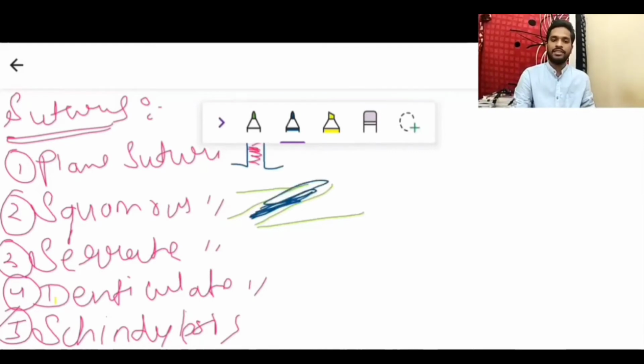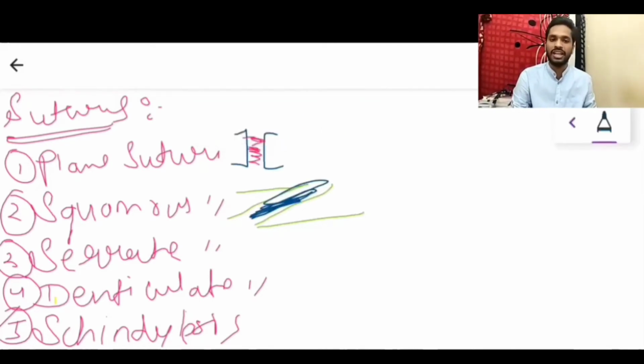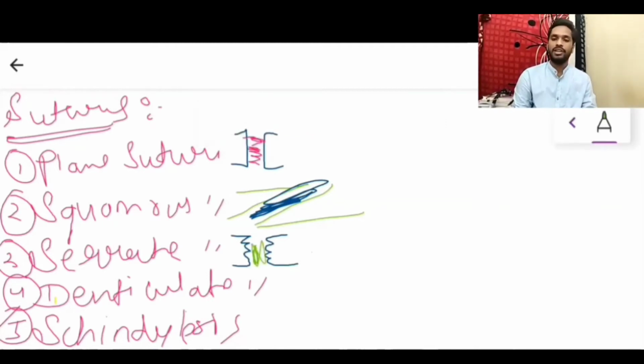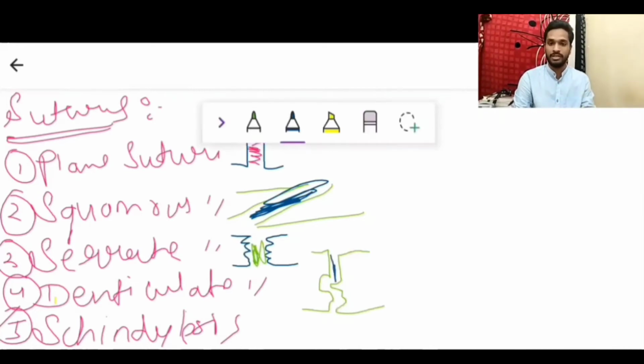Then we have this serrate suture, saw-like margins of the bone, and in between, once again, the fibers. Then we have denticulate suture, kind of lock and key suture. It is the same shape with the opposite shape for them, and fibers in between. And then last we have shin dialysis.